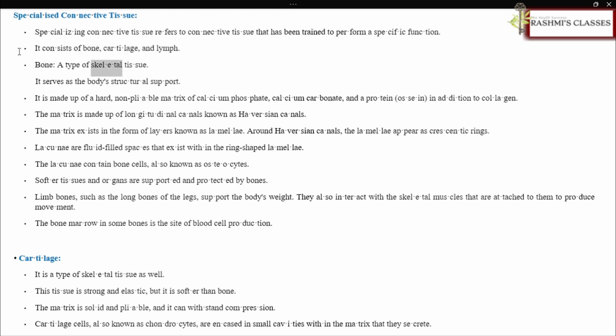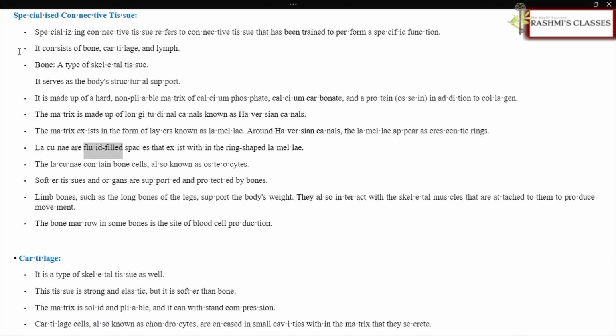Bone, a type of skeletal tissue. It serves as the body's structural support. It is made up of a hard, non-pliable matrix of calcium phosphate, calcium carbonate, and a protein, ossein, in addition to collagen. The matrix is made up of longitudinal canals known as Haversian canals. The matrix exists in the form of layers known as lamellae. Around Haversian canals, the lamellae appear as crescentic rings.